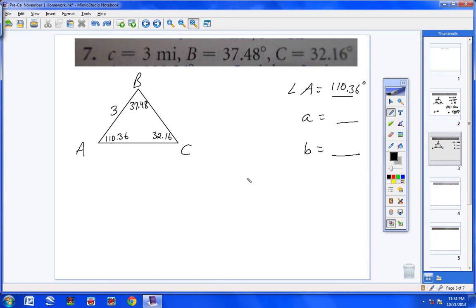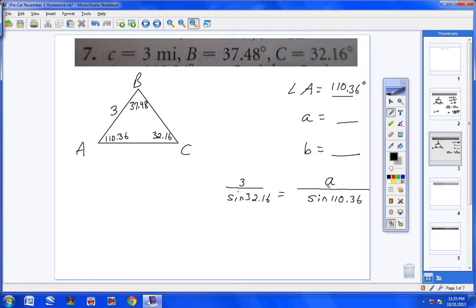Now let's go ahead and take our known pair, and here's our known pair right here, angle C and side C, and let's see what we can come up with. I have 3 over the sine of 32.16 equals. Now, it really doesn't matter if you find A or B first. I'm going to find A just because I chose to. So side A goes with the sine of angle A, sine of 110.36.